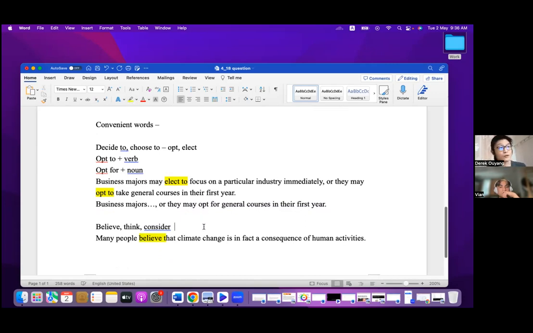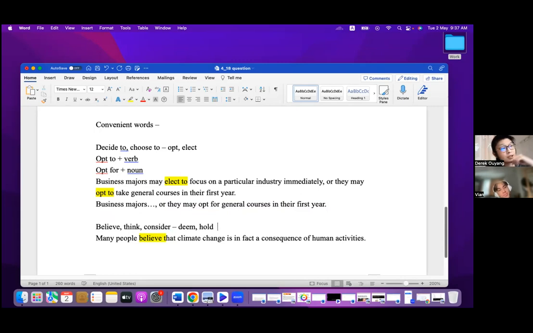Of course, you know you cannot change it to think. You cannot change it to consider. So what words come to your mind? No idea. Okay, again, I'm gonna give you two words: deem and hold.